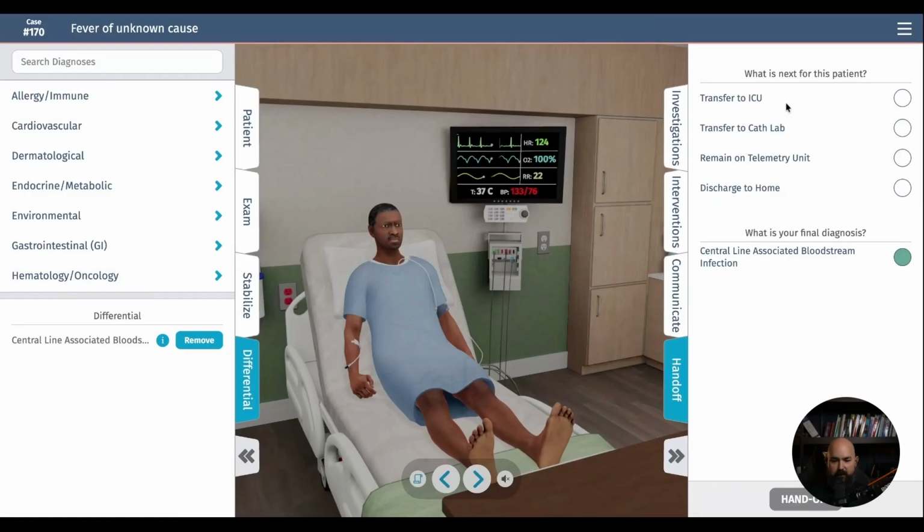So what's the dispo? Do we need to go to ICU? Do we need to go to cath lab, telemetry unit, discharge home? I would say he's not going home today. I would say he doesn't need to go to the ICU. He's got a stable tachycardia that was well responsive to fluids, which is good. Probably could use some additional fluids because I'm sure that this nondescript bolus is not going to cut it. And his blood pressure is fine, but given the potential for worsening, let's keep him in the hospital, but I don't think he needs to go to the ICU. We'll go to telemetry unit, and we'll go with the diagnosis of central line associated bloodstream infection.